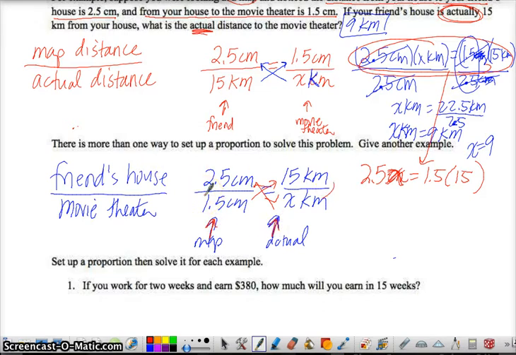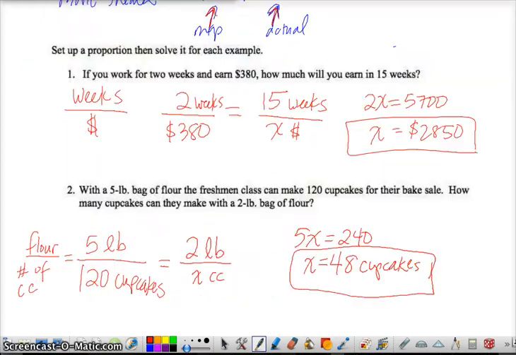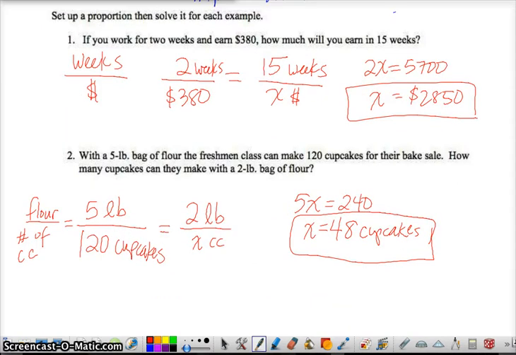Okay, pause now, try the last two, and come back and check. Okay, final 10 seconds, pause if you need to look at my work, but you should have gotten $2,850 for number 1 and 48 cupcakes for number 2.